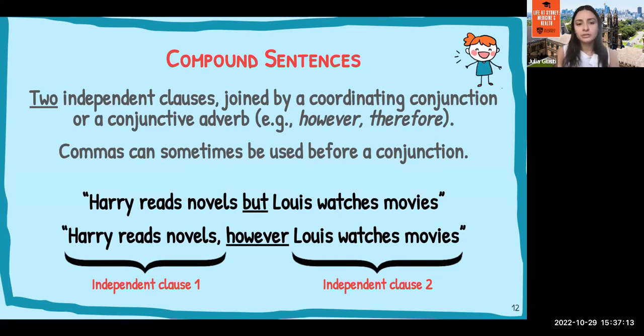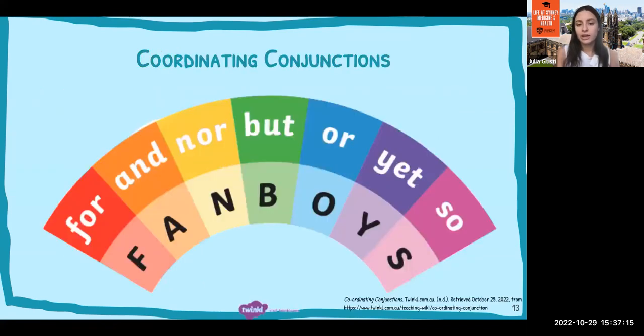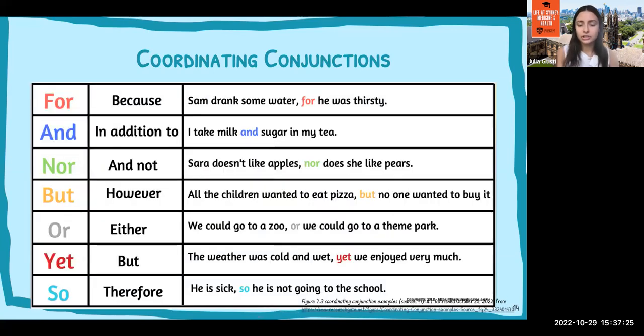So we can remember the different coordinating conjunctions using the FANBOYS acronym, and this stands for: for, and, nor, but, or, yet, and so. This slide is a good resource that explains the definitions and correct use of each coordinating conjunction with an example sentence. For example, for takes the meaning of because in a sentence, i.e., Sam drank some water for he was thirsty. You can see the other conjunctions below with example sentences.